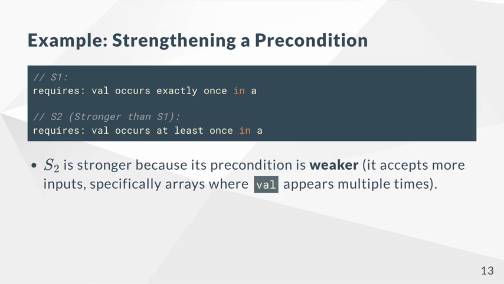Let's look at an example of strengthening a spec by weakening its precondition. S1 requires the value to occur exactly once. S2 requires the value to occur at least once. S2 is stronger because it handles all the cases S1 handled, plus many more. It places fewer restrictions on the client's input data.